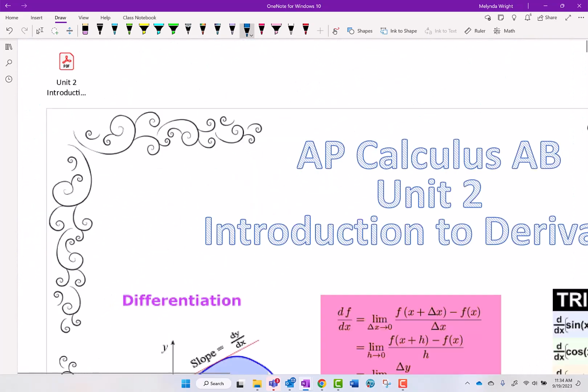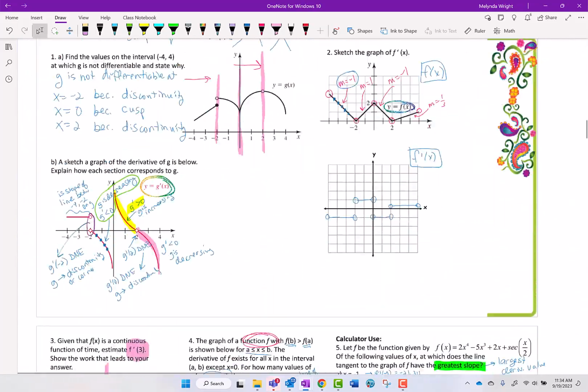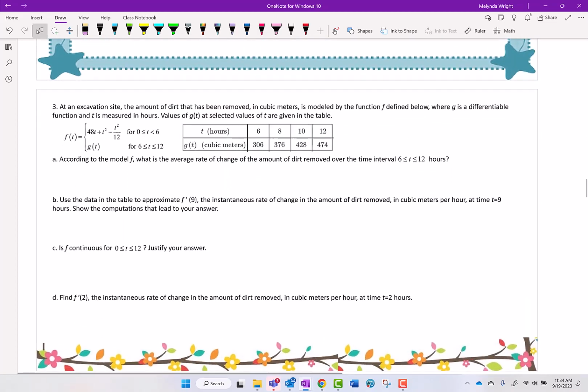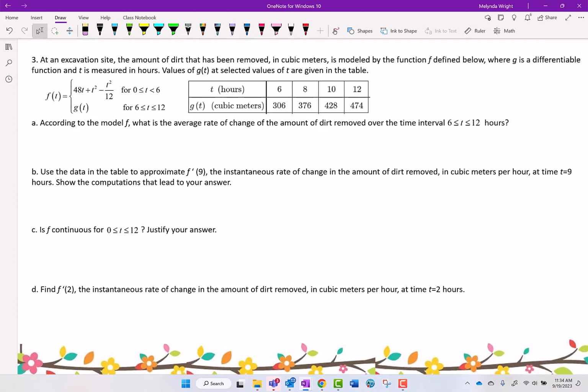We have one more problem to do, and this is a free response. You have one just like it, although different, in AP Classroom. Just like this, but of course different numbers and stuff. So let's focus on this for a bit, do our free response.